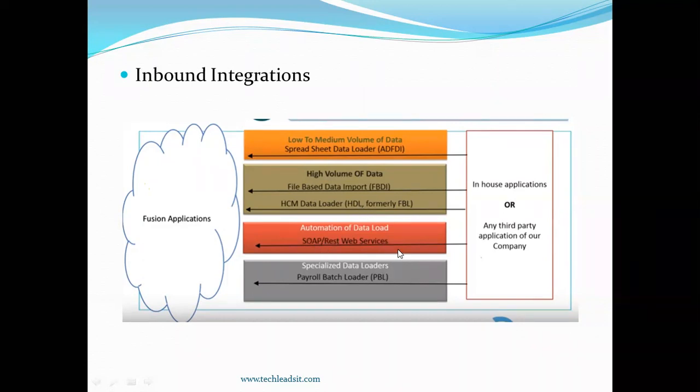Now, SOAP and REST web services. As we discussed, in file-based data import, what business entities are available? Those business entities, for example journals, if you are trying to create journals in Fusion applications, like journal import, the same business entity would be available with the help of web services. So whatever business entities are available for FBDI, the same options would be available for web services also.